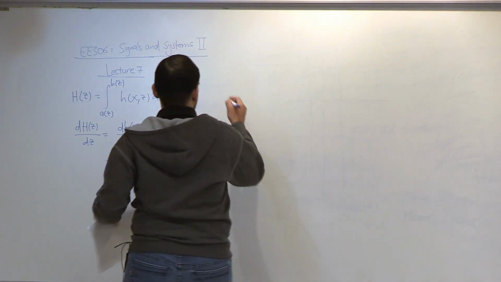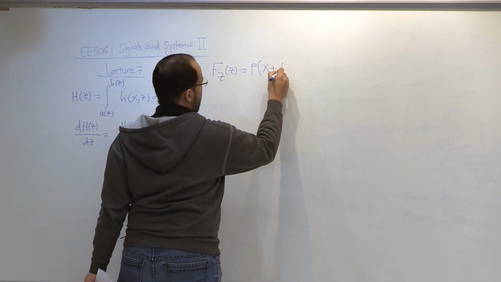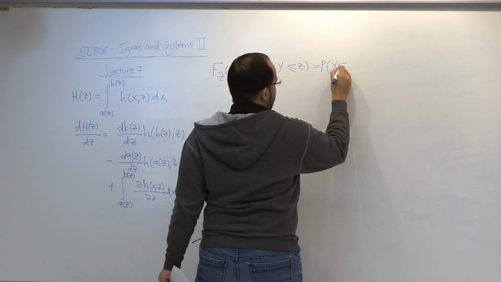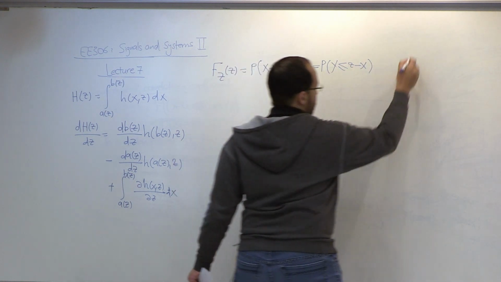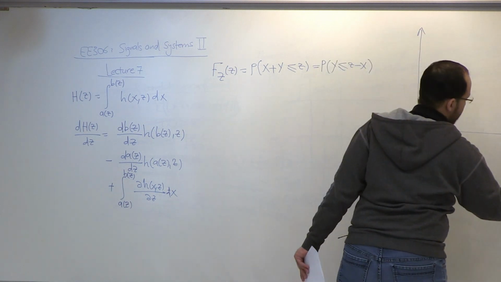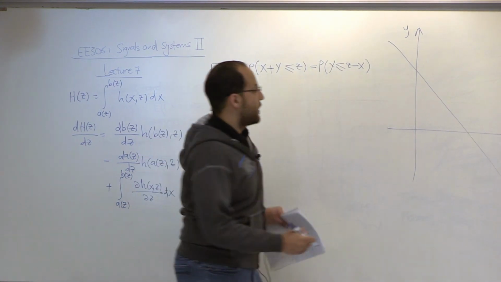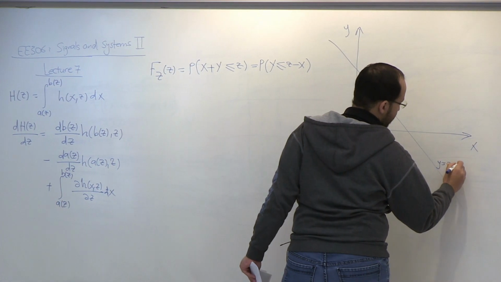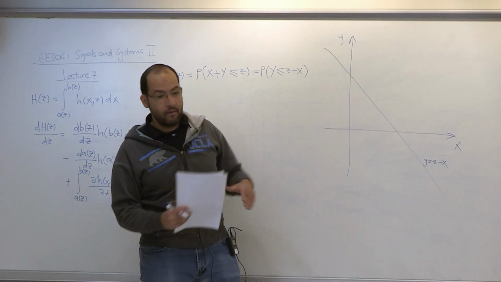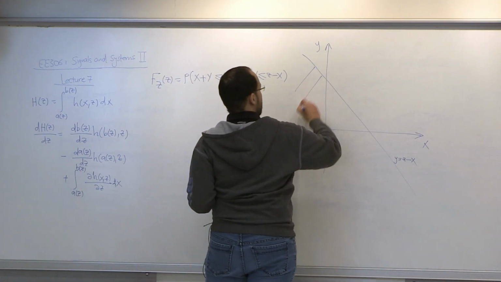Let's try to relate this to the problem we are facing. We want to get f_Z of z, which is the probability that X plus Y is less than or equal to z, which is the probability that Y is less than or equal to z minus x. All right, let's draw this in the x-y plane and try to perform the integration. What is the area we are integrating here? If this is the line y equals z minus x, is it this area or that area? Right? It is that area, right? The area below the line.